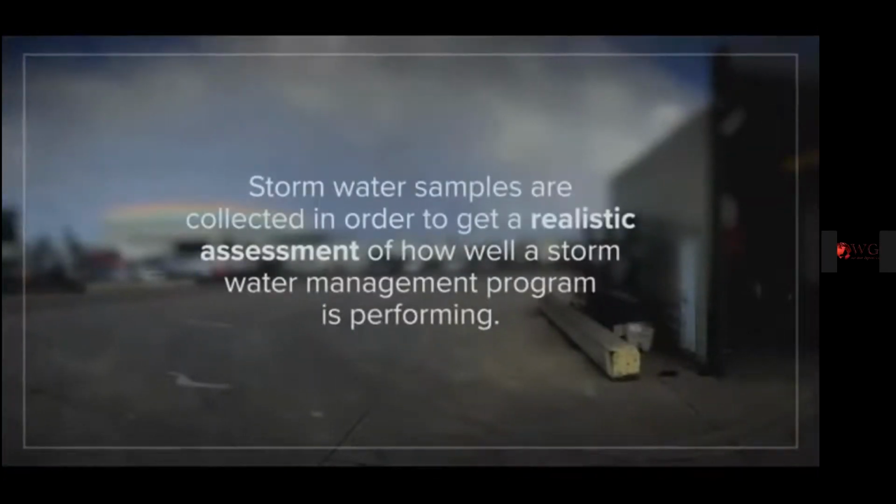And be careful about run-on from neighboring sites and from non-industrial areas. Most of the time, the location for collecting a representative sample will be determined ahead of time by the QUISP and should be reliable. But in the field, things can change. High water levels mean the original sampling location can be unsafe, or maybe water from the neighbor's property has backed up into your discharge point. You must be able to adapt, come up with a plan B, and still collect a representative sample. Stormwater samples are collected in order to get a realistic assessment of how well a stormwater management program is performing.